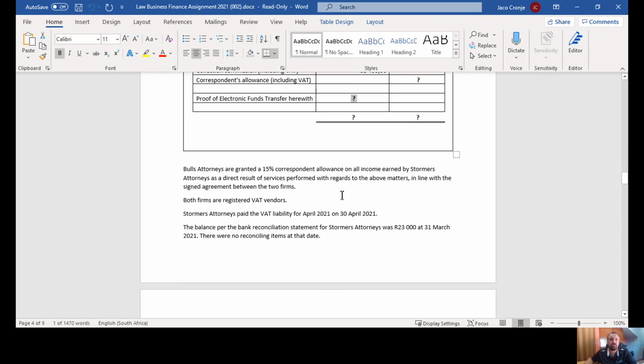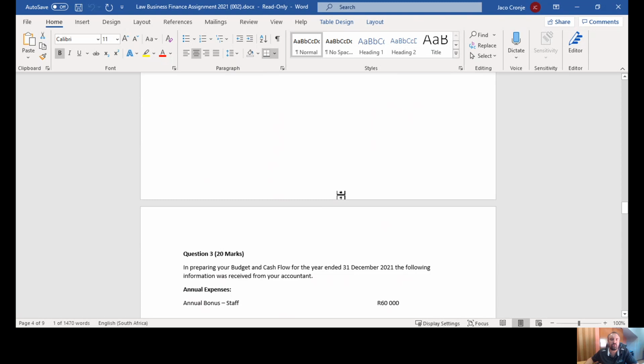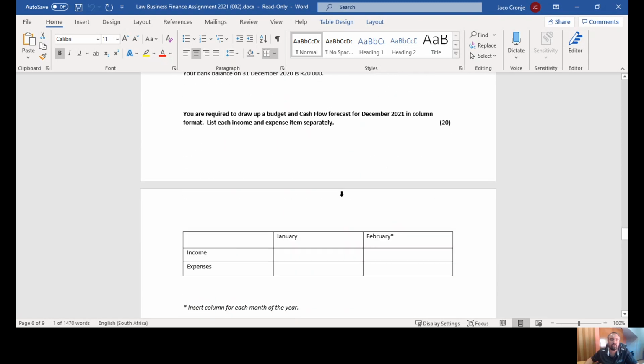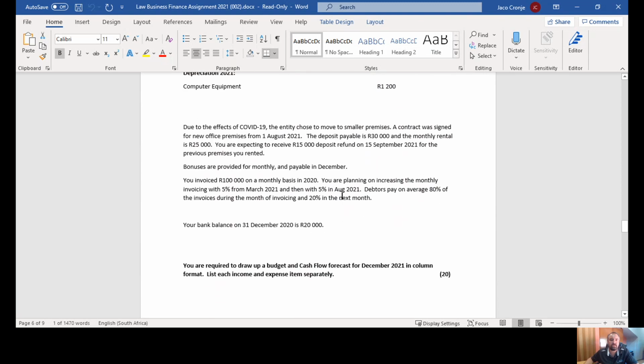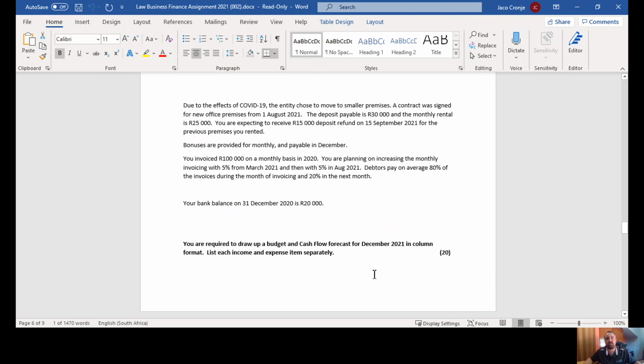So let's move on to question 3 and have a read through that. Okay, so let's go straight down to the required section. It says you are required to draw up a budget and a cash flow forecast for December 2021 in column format. List each income and expense item separately. Right, so that's very simple. That's exactly what we did in the lecture. It's only for 12 months.